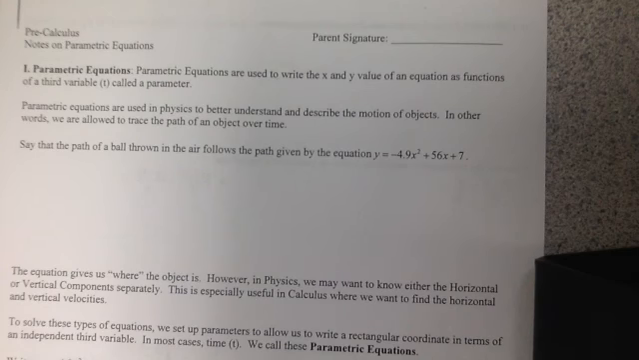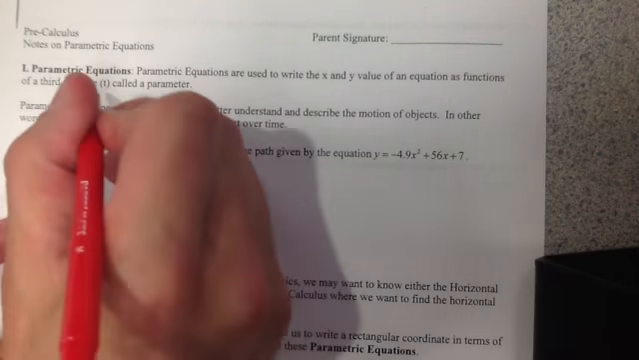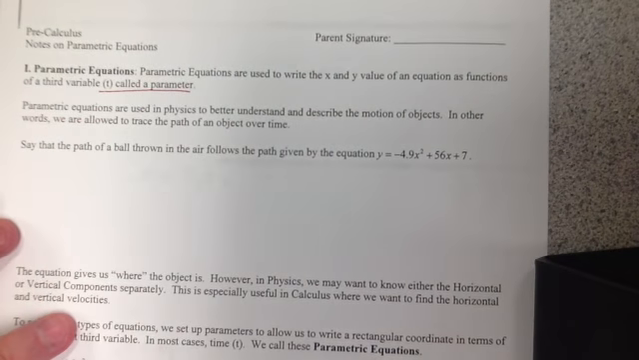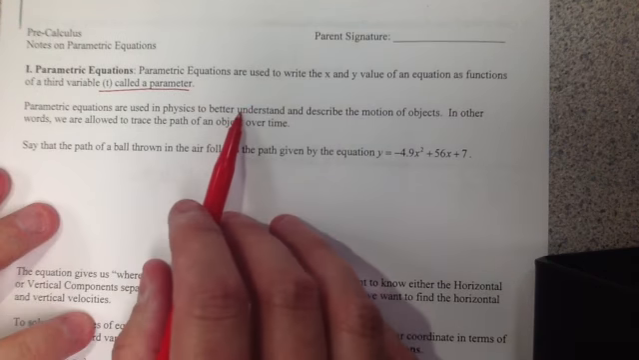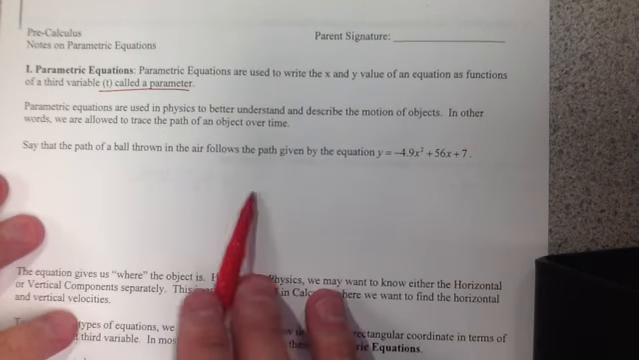Today we're going to be looking at what we call parametric equations, and these are used to write x and y values in terms of a third independent variable that we call t. Now this t is what we call the parameter. Parametric equations, we tend to use these in physics quite a bit to help us better understand motion of an object, because we can separate an object moving horizontally and vertically.